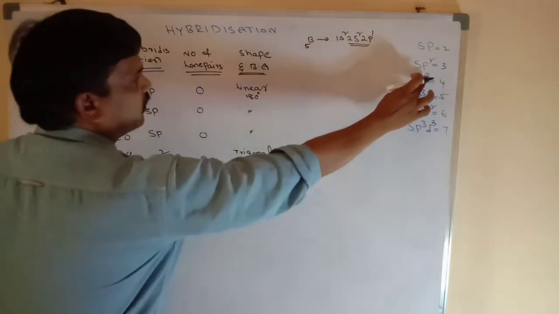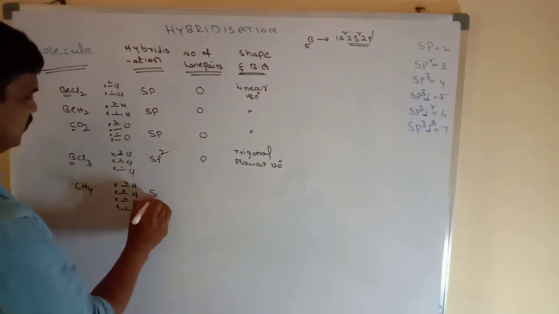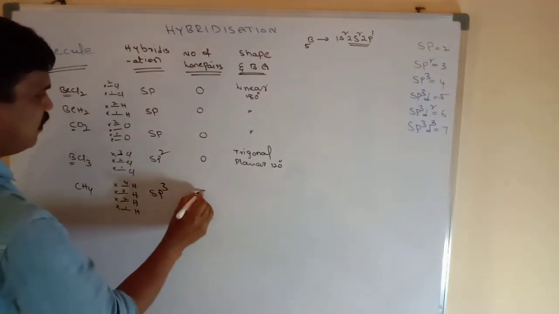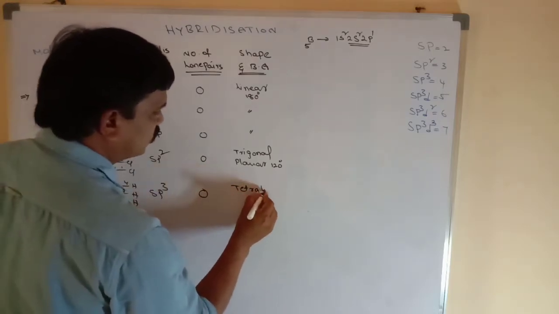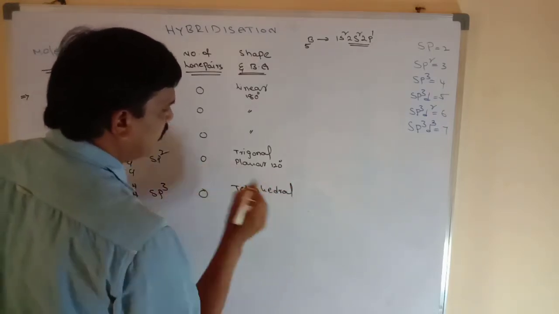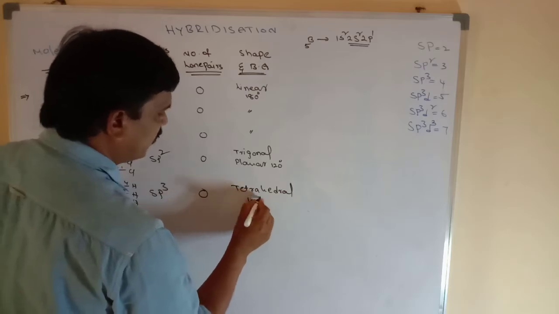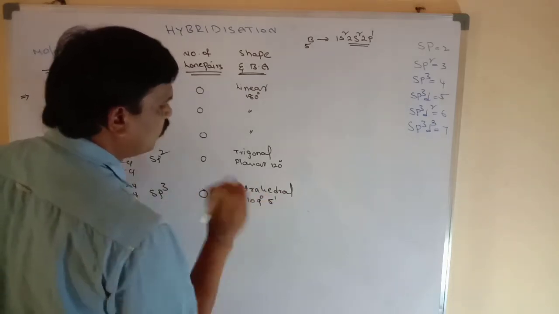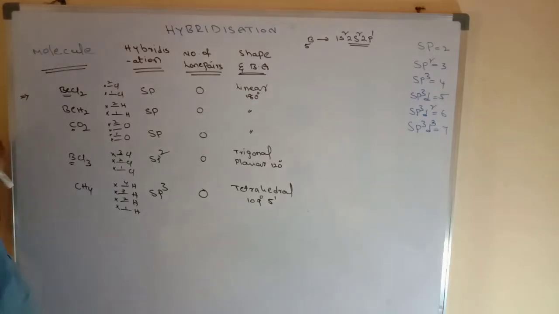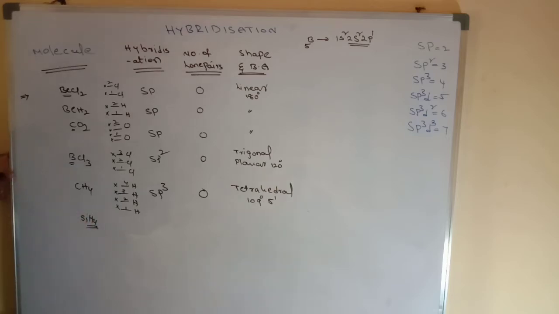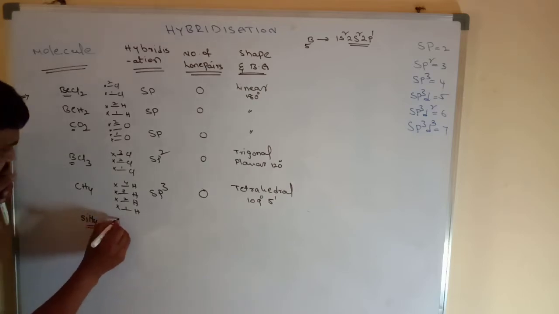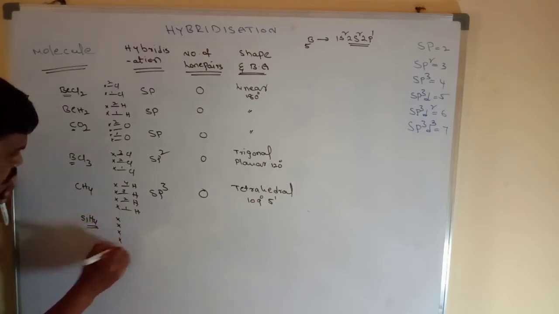The sum of powers is 3 plus 1, 4. 4 means its hybridization is sp3 with 0 lone pairs. 0 lone pairs means tetrahedral shape. The bond angle is 109 degrees 28 minutes; some books give 109 degrees 5 minutes or 7 minutes. CH4. The same example applies to silicon tetrahydride. Silicon belongs again to the fourth group. Write 4 dots.